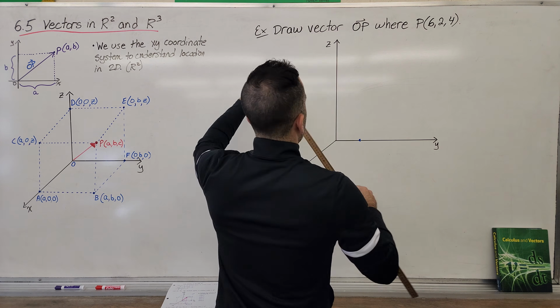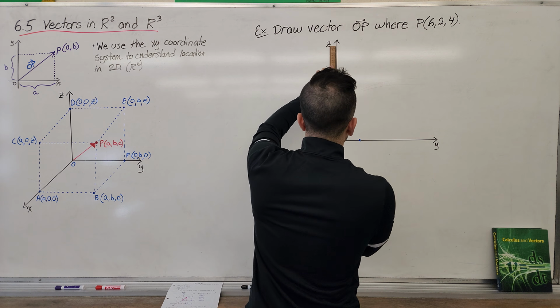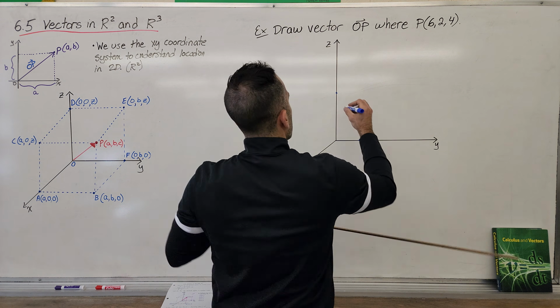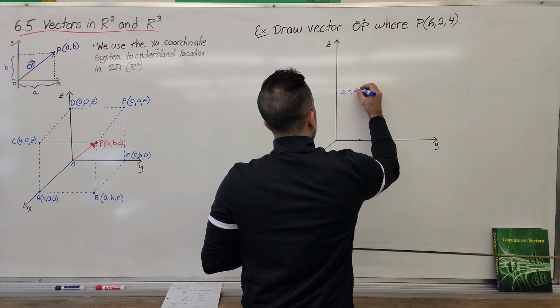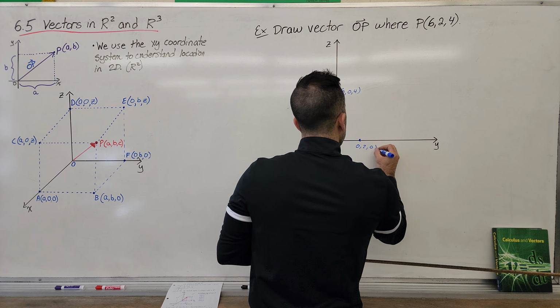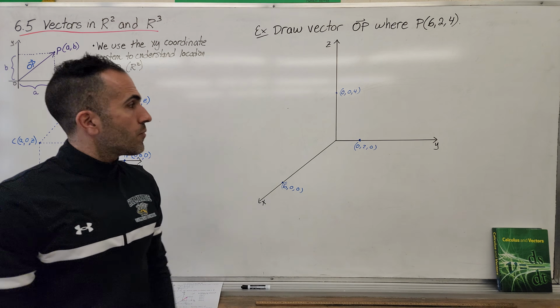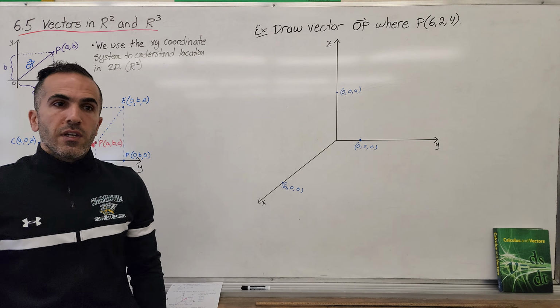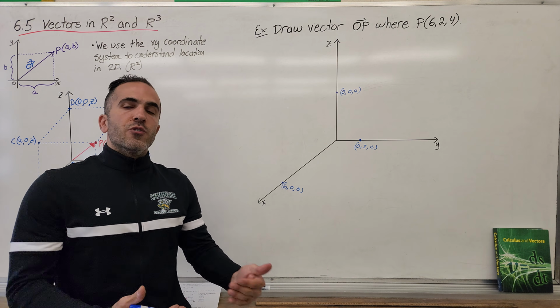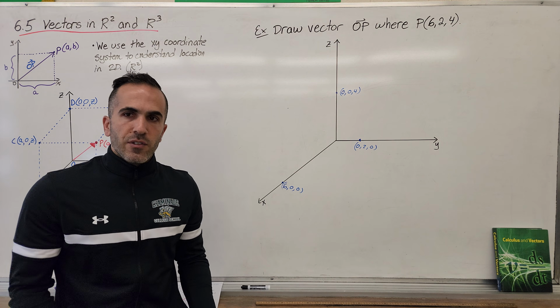Z value is 4. This is 0, 0, 4, and this is 0, 2, 0. Okay, so that's my starting point. If you think of it, all you have to do is move in the other 2 dimensions from every point.